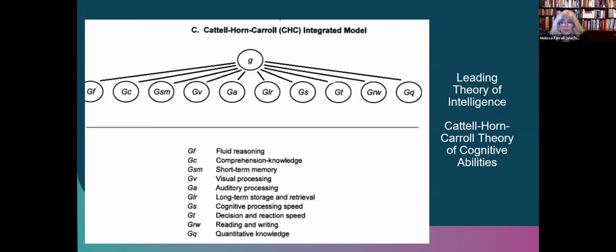Because remember, different theorists have different views of what intelligence is and what's important in intelligence. So they may very well group their domains differently, and they may opt to stress some domains over others.